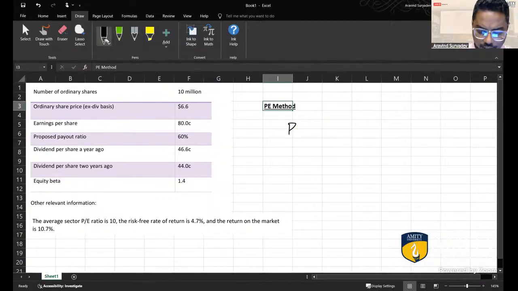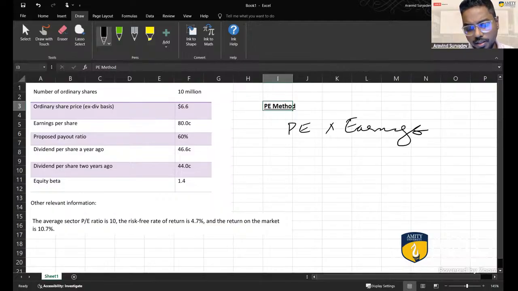Multiply it with the earnings of the company. Yes, this is particularly useful if the company that we're trying to value is unlisted. I believe both companies in this question are listed companies, so it doesn't matter. Anyways, the average sector PE ratio is 10.